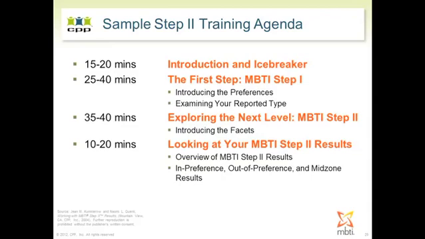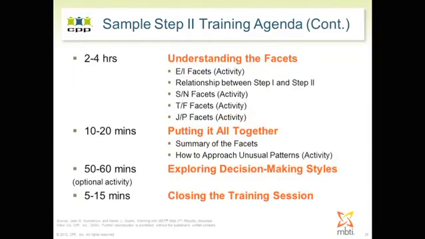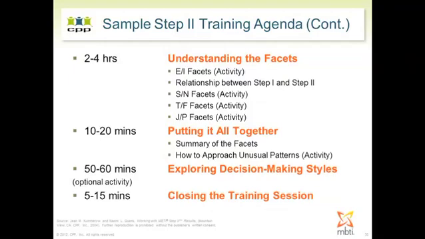then you can move into looking at the facets, understanding their in-preference, out-of-preference scores, and mid-zone results, and then spend the majority of your time on activities where they actually go through E&I, for example. You can look at where there might be differences and the relationship between their Step 1 and their Step 2 results, and then go through each preference pair and do an activity highlighting the differences between the SN facets, the TF, and the JP facets.